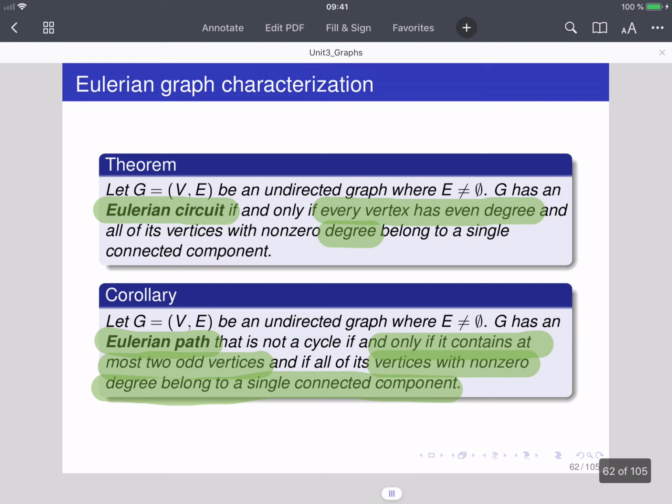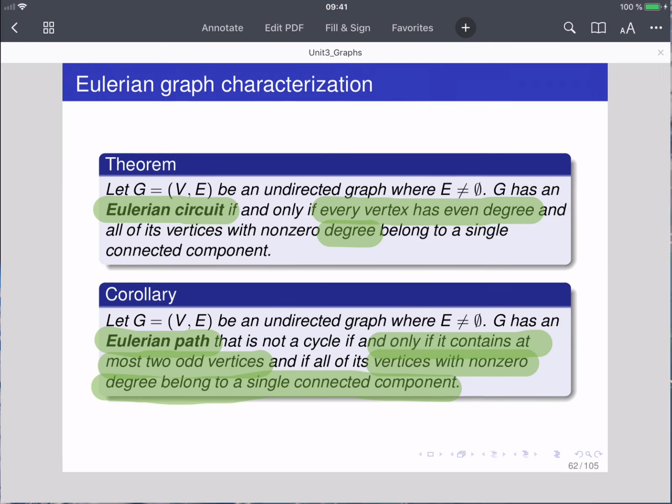Okay, so to see that it is necessary to have no vertices of odd degree in a graph in order to have an Eulerian circuit, notice that the idea is that in order to have a cycle that uses all the edges in the graph once and only once, whenever you go to a vertex, you have to be able to get out from that vertex.